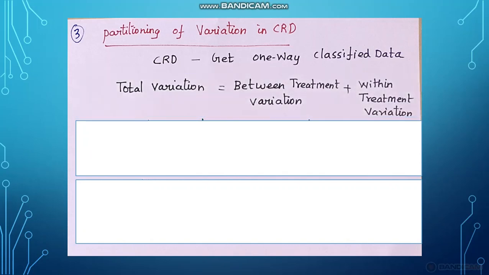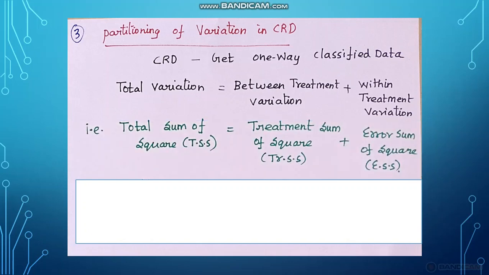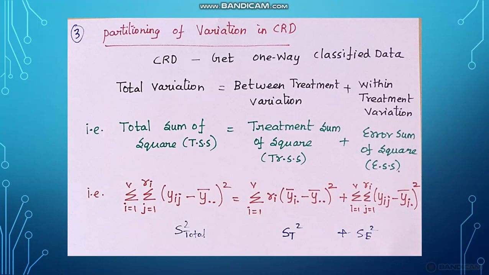So the total variation will be equal to the between treatment variation plus the within treatment variation. That is, the total sum of square will be equal to the treatment sum of square plus the error sum of square. Between treatment variation is called treatment sum of square, and within treatment variation is called error sum of square. So TSS will be equal to TRSS plus ESS. This is the formula for the partition of variation in CRD. Just note this.